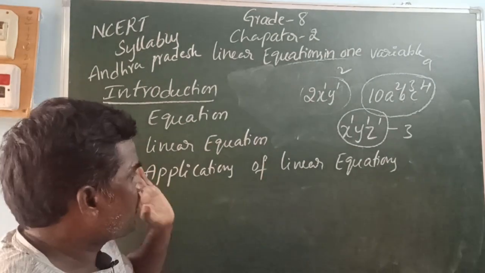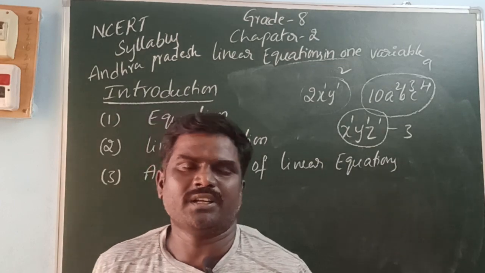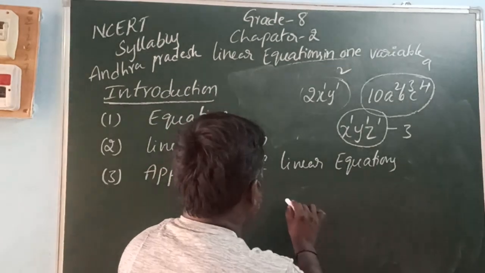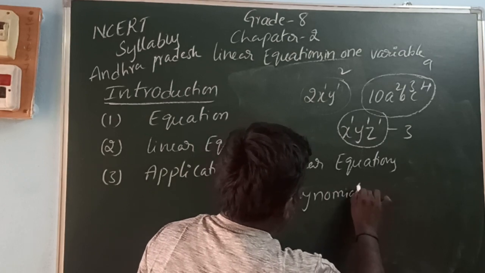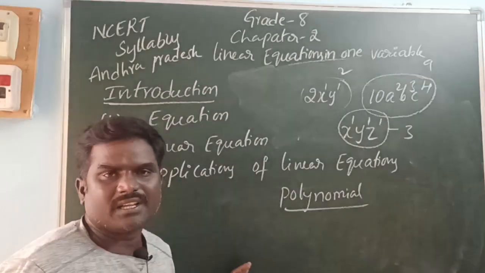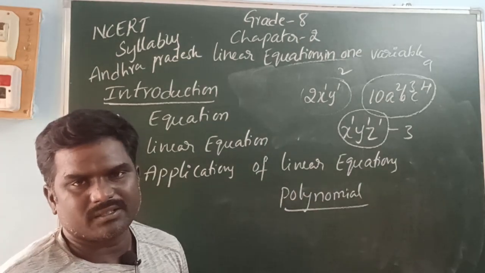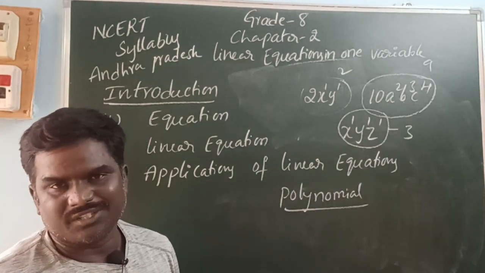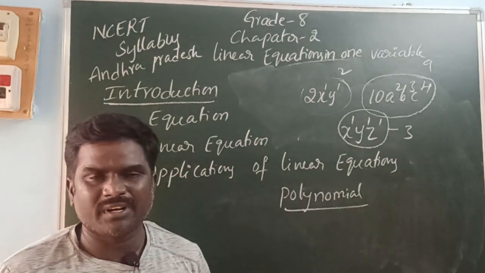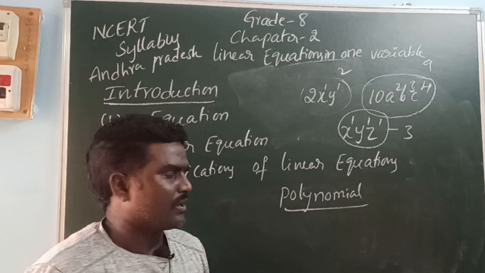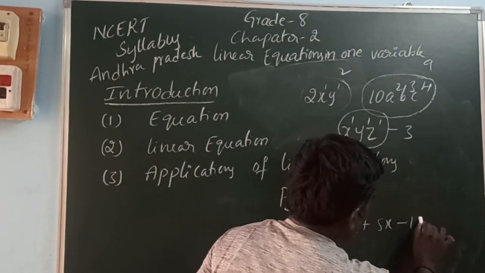Okay, so next, polynomial. Next one is polynomial. Polynomial means what? An algebraic expression in which the degrees of the terms are non-negative integers or whole numbers. That algebraic expression is called polynomial. Okay, here x square plus 5x minus 10.